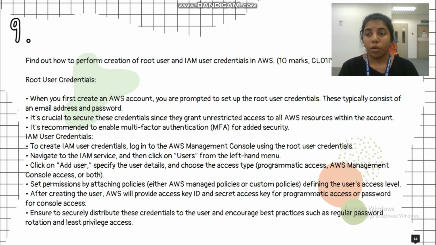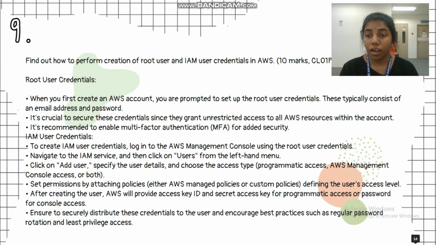So number 9 is about finding out how to perform creation of root users and IAM credentials in AWS. The first is root user credentials. When you first create an AWS account, you are prompted to set up the root user credentials. These typically consist of an email address and password. It's crucial to secure these credentials since they grant unrestricted access to all AWS resources within the account. It's recommended to enable multi-factor authentication (MFA) for added security.